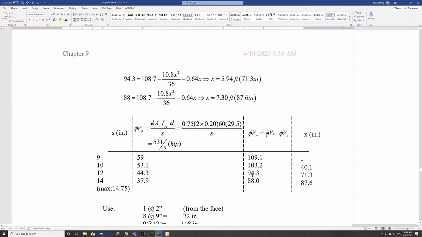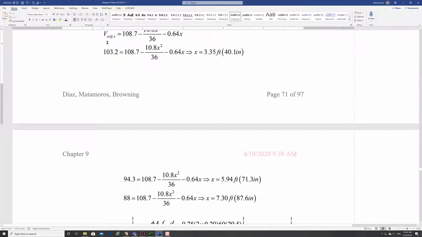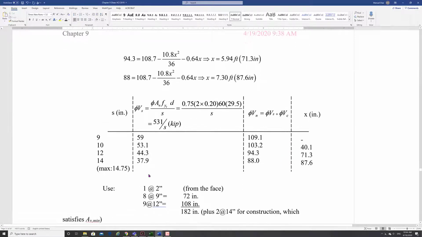And then what you do? The question is, where is the value of 94.3 in my graph? So you put 94.3 in your equation, solve for x, and then give you your value. Notice that the answer is in feet. You have to change it to inches, right? You can also find this value by doing the 103 here, right? In your equation, solve it, and you get that number. You do the same for the 14.